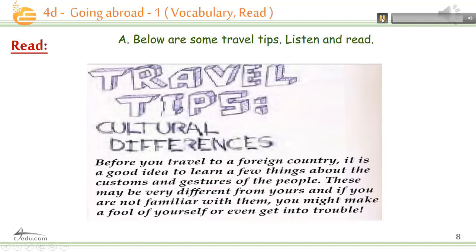Listen carefully. Travel tips. Cultural differences. Before you travel to a foreign country, it is a good idea to learn a few things about the customs and gestures of the people. These may be very different from yours, and if you're not familiar with them, you might make a fool of yourself or even get into trouble.